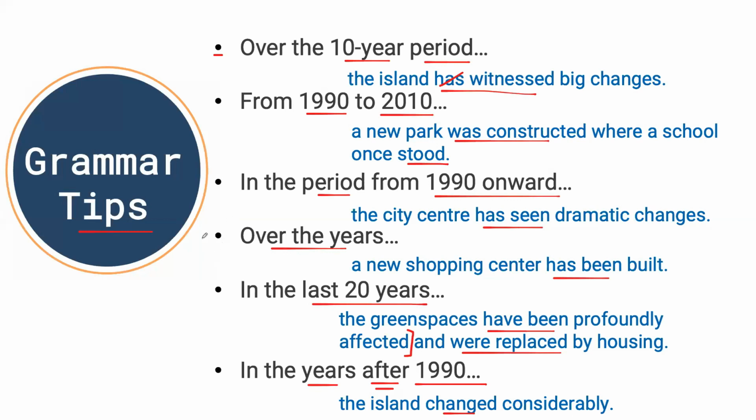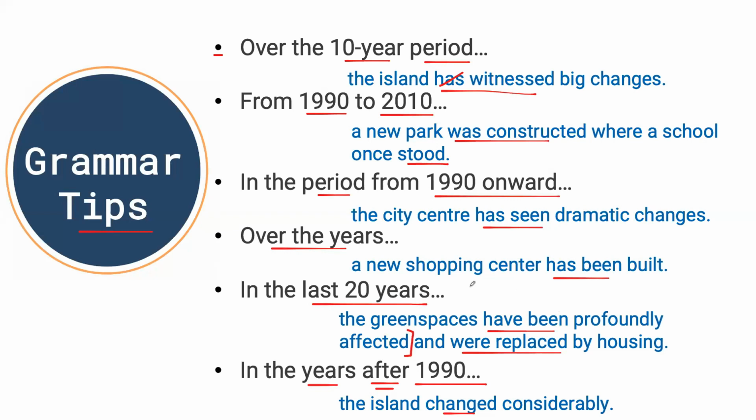And you can also use present perfect if you just don't know when it happened. So for example, like we see here, over the years, we just don't know when. It isn't specific. So you could say a new shopping center has been built. Very important to review this for your grammar score. We'll talk about the scoring a little bit later, but make sure you are aware of the differences between past simple and present perfect. And also notice how these are in the passive voice.